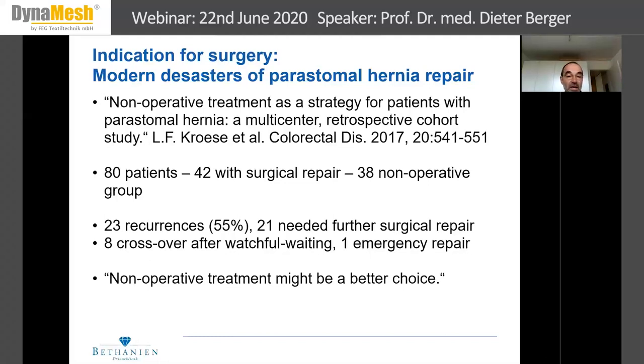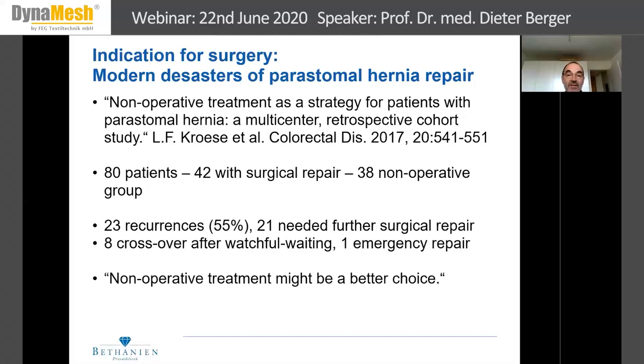They looked at 80 patients, 42 with surgical repair, the remaining 38 non-operative patients. In the 42 patients, there were 23 recurrences. 21 of them needed further surgical repair. In the watchful waiting group, 8 patients finally needed surgical repair. There was one emergency repair.